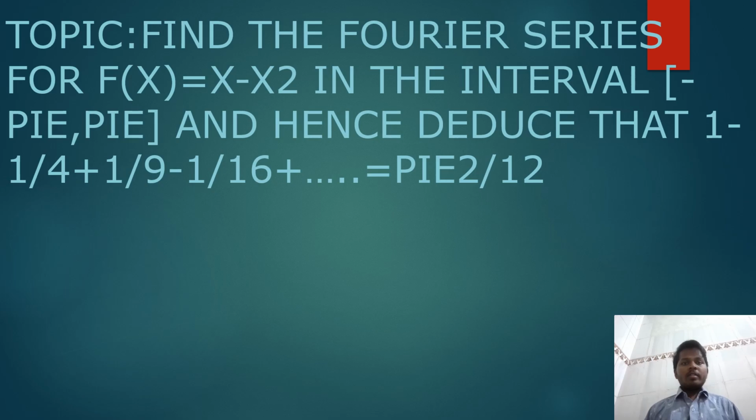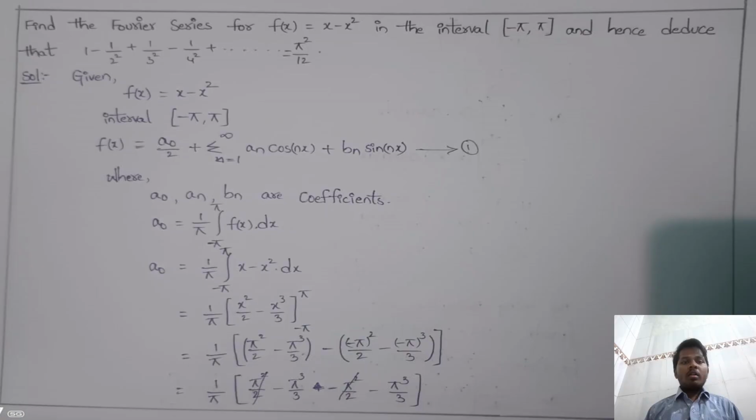Today's topic is: find the Fourier series for f of x is equal to x minus x square in the interval minus pi to pi, and hence deduce that 1 minus 1 by 4 plus 1 by 9 minus 1 by 16 plus and so on is equal to pi square by 12.